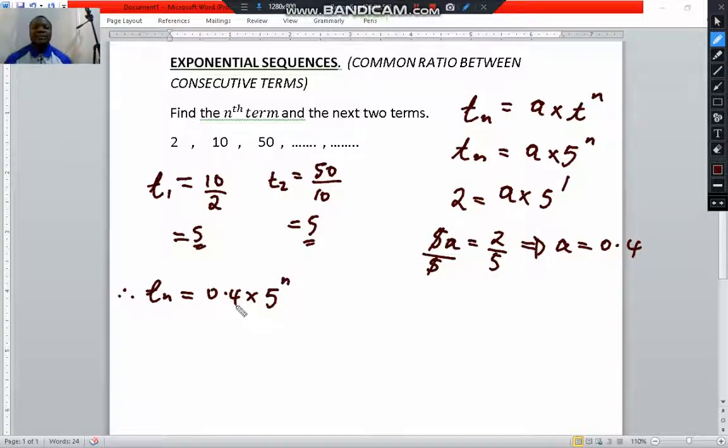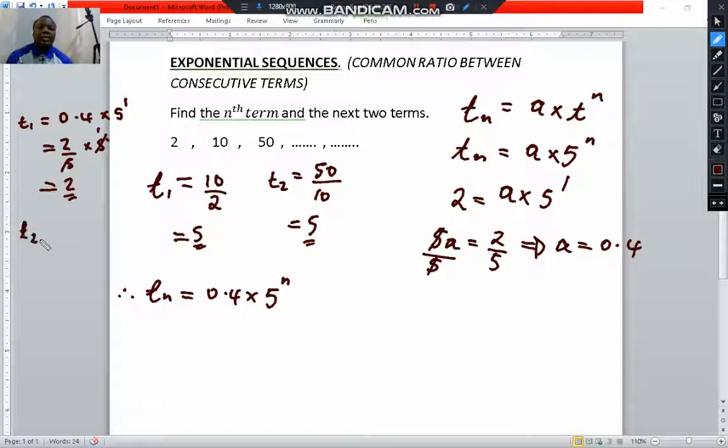Now it is always a very nice idea to check whether our formula works and can generate the terms that we've got. So let's see, when n is equal to 1, let's see if this formula is going to give us 2. It's going to be 0.4 times 5 to the power of 1. You know that this is 2 over 5 times 5. So that and that would divide, giving you 1, and then 2 times 1 gives you 2, which is the same 2 that we've got.